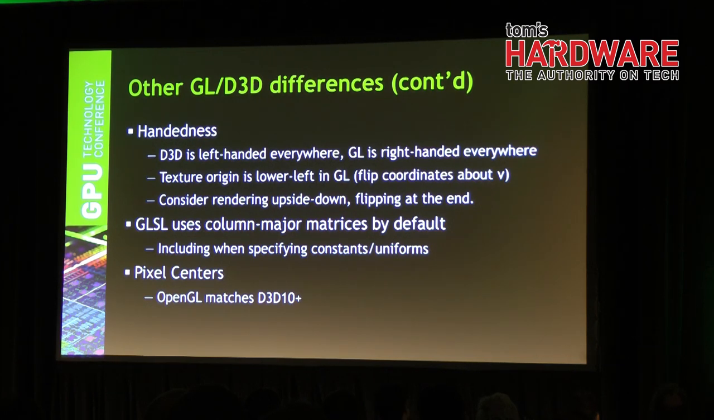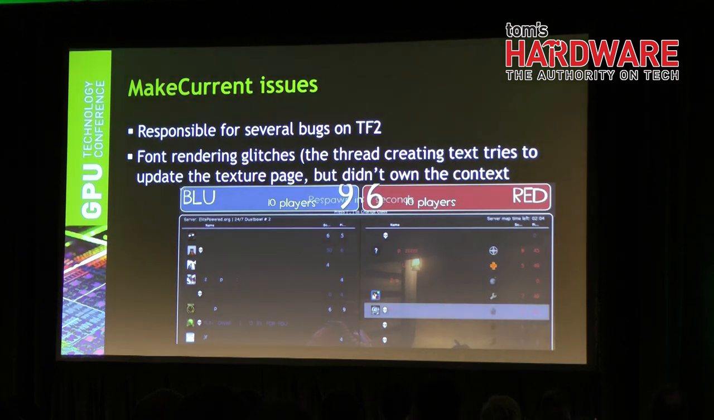And so when you're specifying data to GLSL, you have to be careful that it lines up the way that you expect it to. And then finally, pixel centers. OpenGL basically matches D3D 10 and beyond, but it doesn't match D3D 9, so you have to be aware of that.